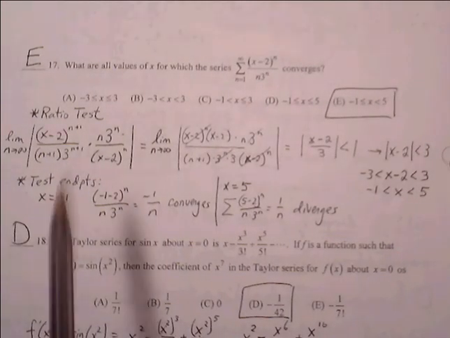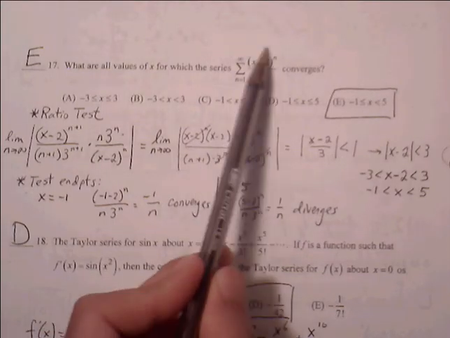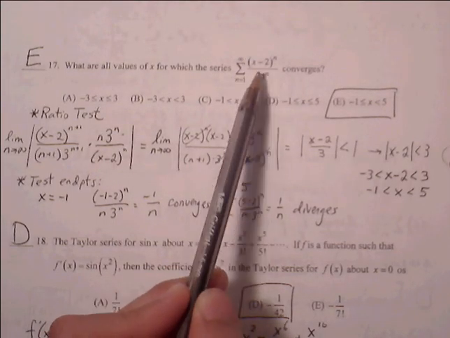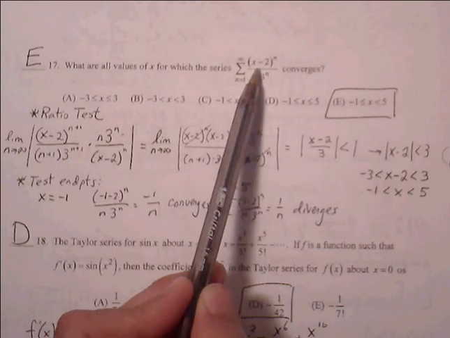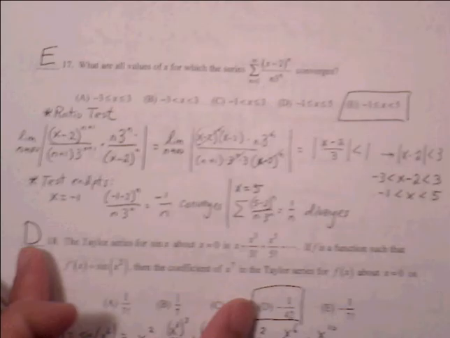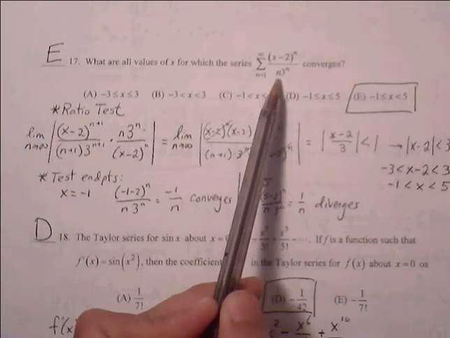Okay, number 17. What are the values of x for which the series converges? So we know we have to go through ratio tests. After we find the interval of convergence, we also have to test the endpoints. So first off, the ratio test: the limit as n approaches infinity of a sub n plus 1 divided by a sub n.